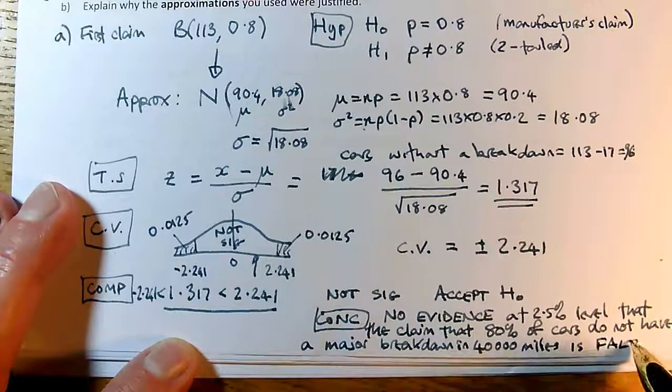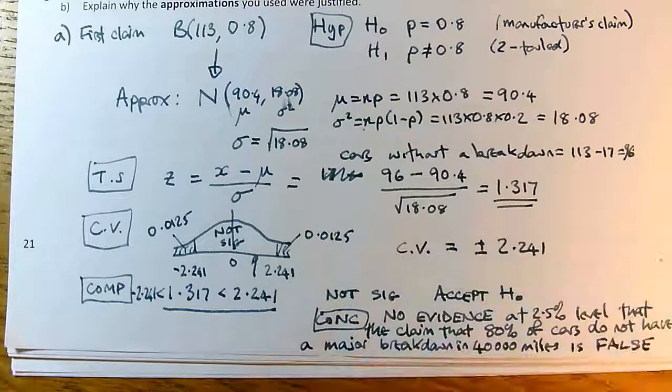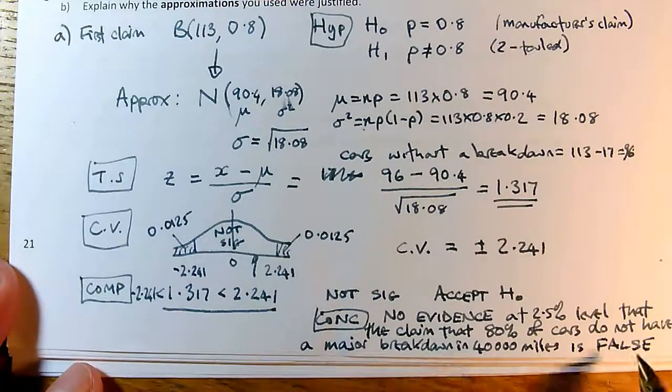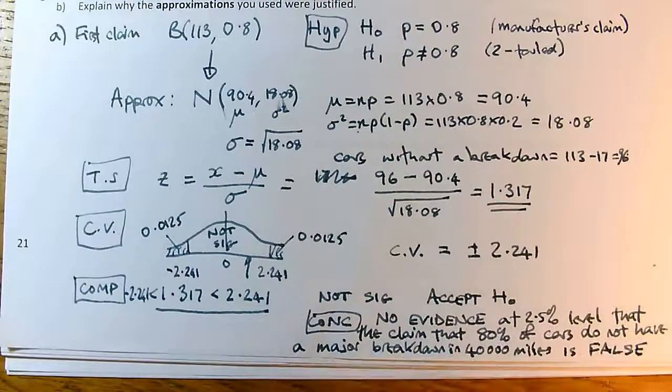We are supporting the claim. That's as much as we can say in support of the claim. We haven't proved it's true, but we've tested it, and there's no evidence that it's not true. So we have loads of negatives in there. We have no evidence that it's false, and the claim was about not having a major breakdown. So loads of nots in that sentence, but that will get you the marks.